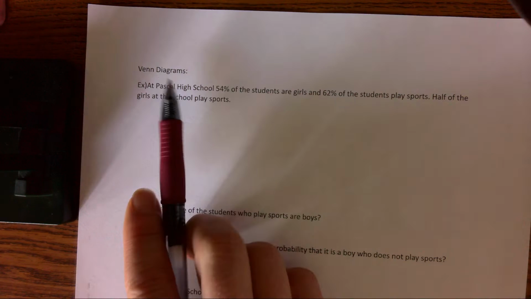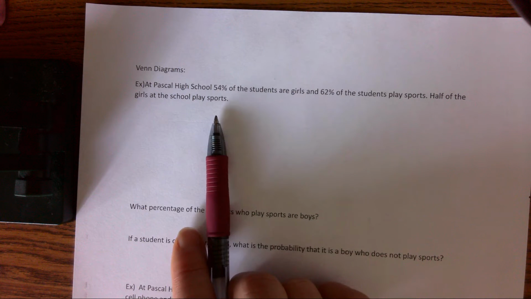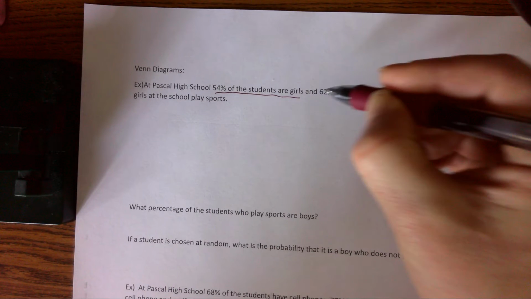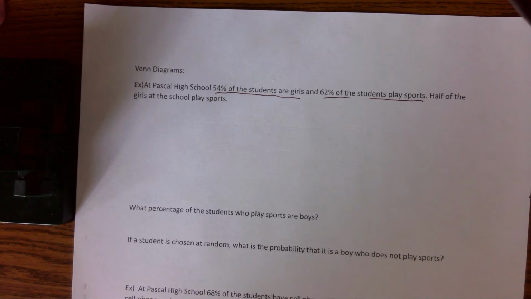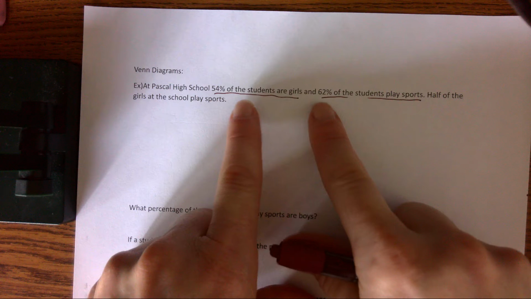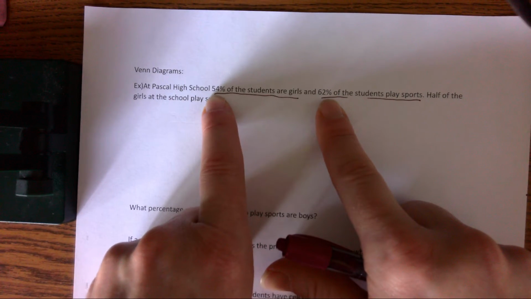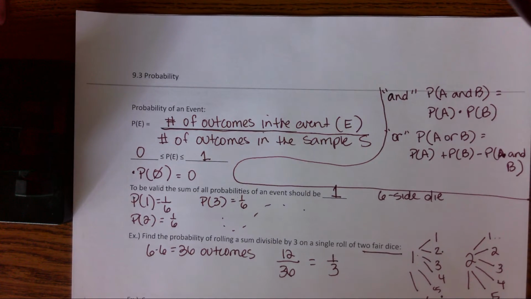In a minute, we're going to get to a Venn diagram where this one says 54% of the students are girls and 62% play sports. There's an overlap in girls and playing sports. So some of these 62 are also in this 54. That's what I mean by that. But we'll get to that in a second. Let's deal with something that's just this case up here.